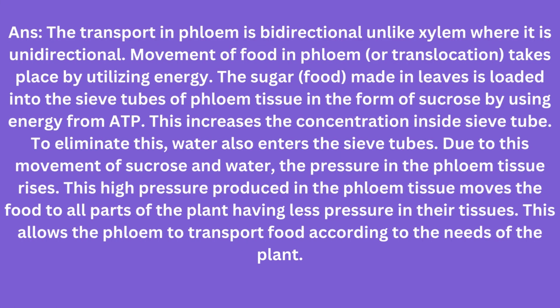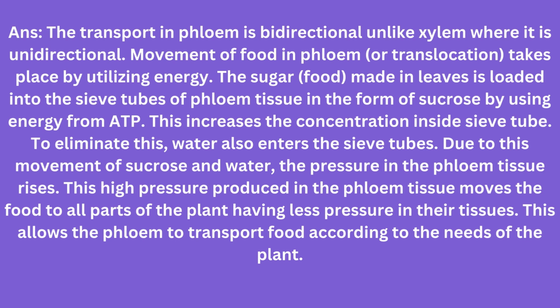Answer. The transport in phloem is bidirectional unlike xylem where it is unidirectional. Movement of food in phloem, or translocation, takes place by utilizing energy. The sugar, food made in leaves, is loaded into the sieve tubes of phloem tissue in the form of sucrose by using energy from ATP.